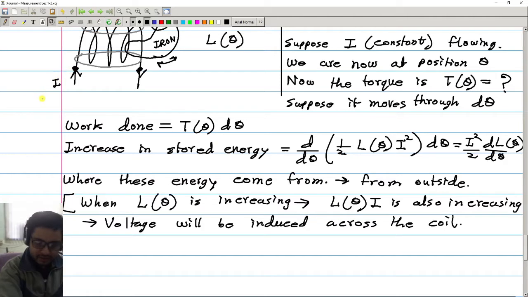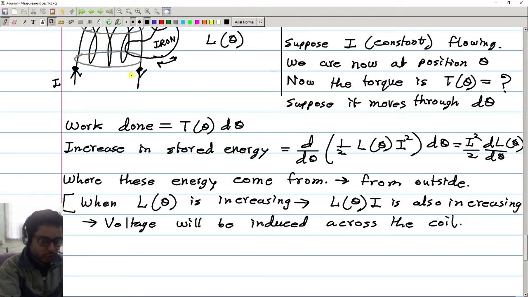Now let me ask, how will be the polarity of this induced voltage? It will be plus minus like this, or opposite, minus plus? According to Lenz's law, the polarity should be such that it opposes the very cause which generated this voltage. What was that cause? The reason was the increase in the flux linkage.